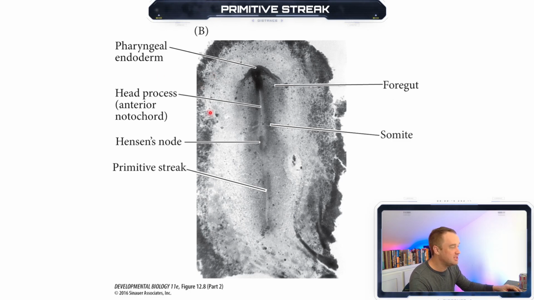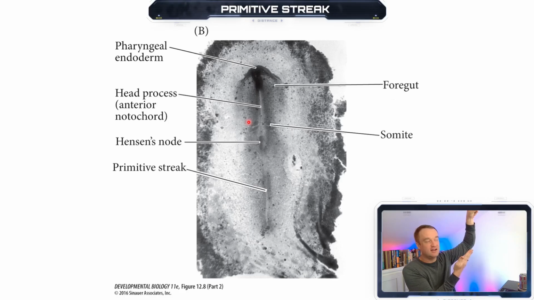The primitive streak is regressing, so it's moving back. Regressing is a good word. When I say retreating, I mean getting pulled backward, leaving the dorsal axis of the embryo, including the notochord. So here again is Hensen's node. It's getting pulled back, and we're having the head process and the notochord laid in its place.